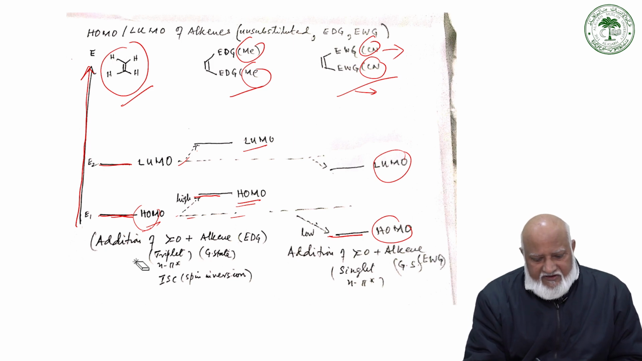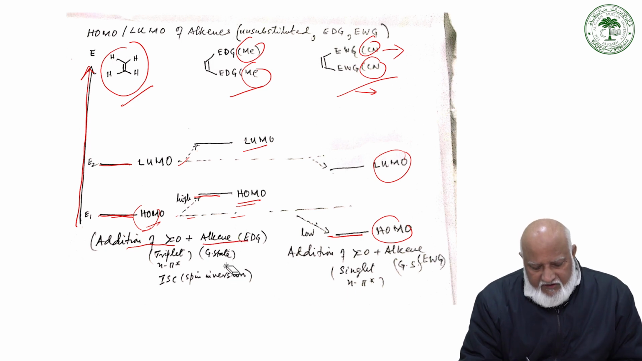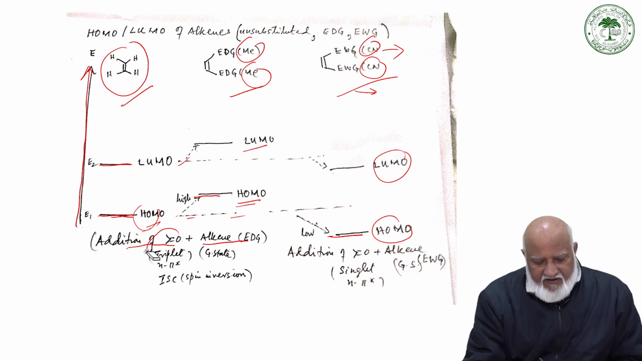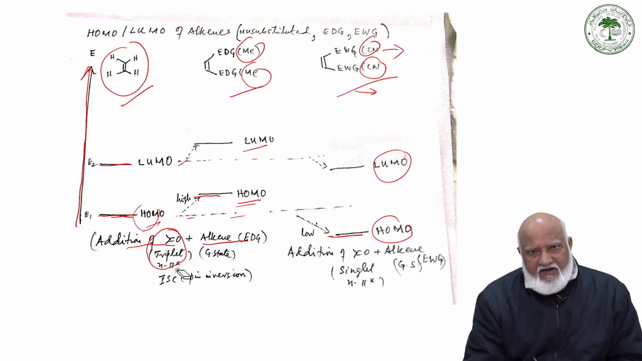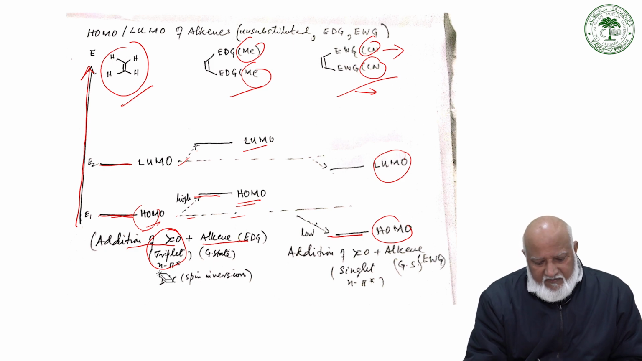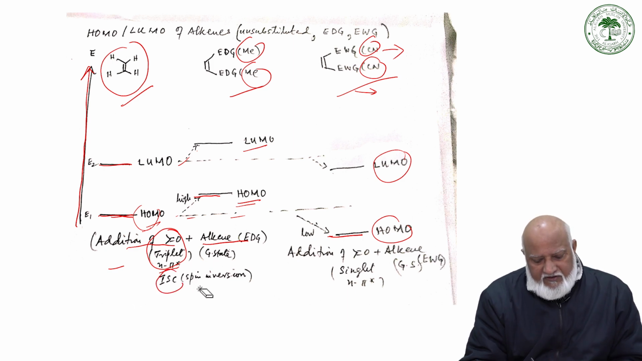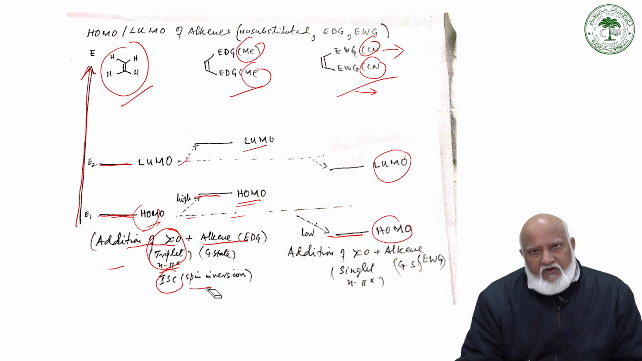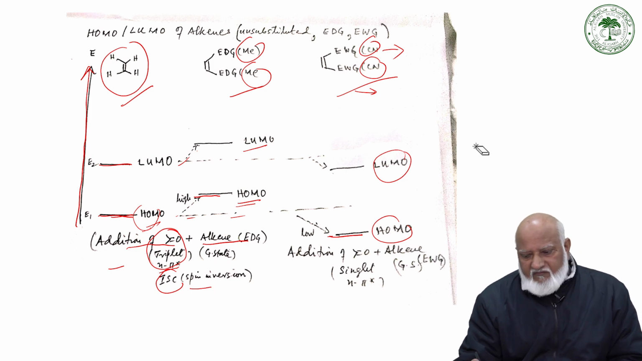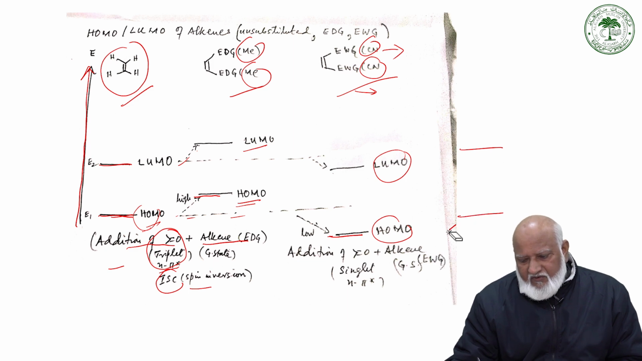And we are interested in looking into the addition of the carbonyl with the alkene having an electron donating group. So definitely the carbonyl on excitation goes to the excited singlet state n pi star, and then goes to the triplet state through intersystem crossing. When it goes through intersystem crossing, there is going to be a spin inversion. So we know that when a molecule goes from the ground state to an excited singlet state, and then it comes to the triplet state through intersystem crossing.